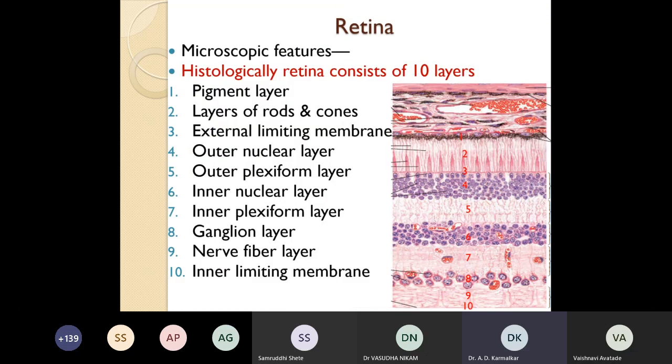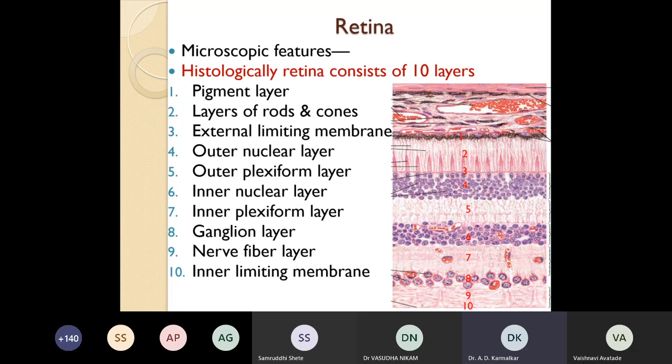So first of all, we will see the different layers. The retina is made up of 10 layers. In the textbook, 8 layers are mentioned, in which they do not consider the outer and inner limiting membranes. Here we will consider the 10 layers. Which are those 10 layers formed by these cells? First is the pigment layer, which is darkly stained, so you can correlate it with number one. Next is the layer of rods and cones.